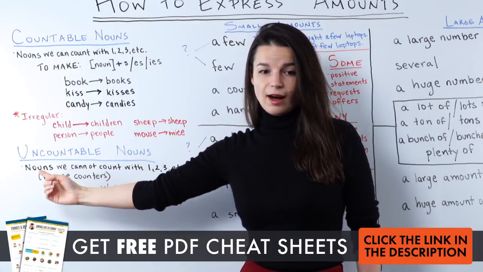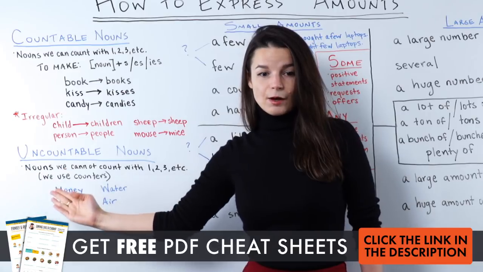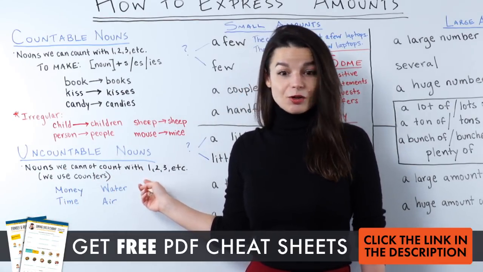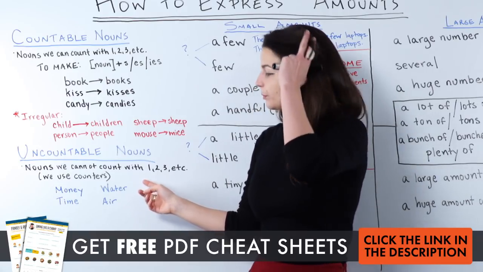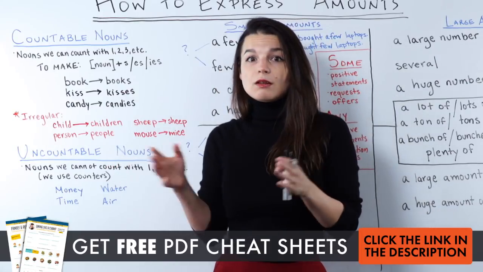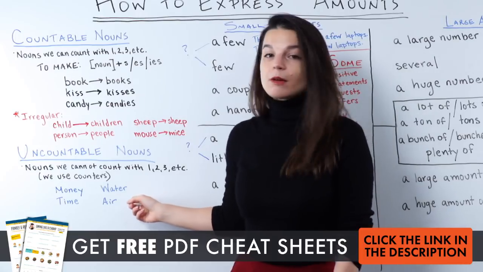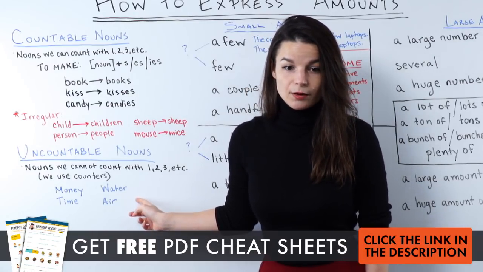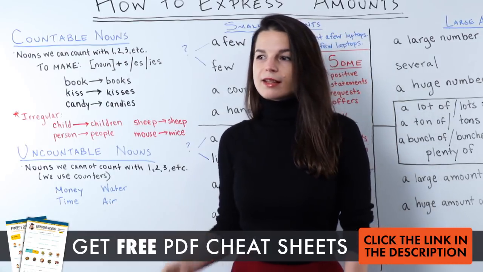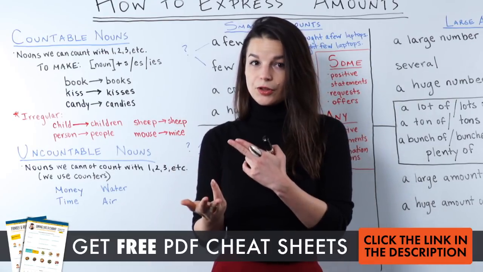Uncountable. So the prefix un means like not. Again, it's a negative thing. So not countable nouns. Nouns we cannot count with 1, 2, 3, etc. So when we want to count these nouns, when we want to talk about units, we use counter words. For example, these are some very common uncountable nouns. So money, time, water, air. We don't say like 1 money, 2 money, 3 money. We use what's called a counter word.